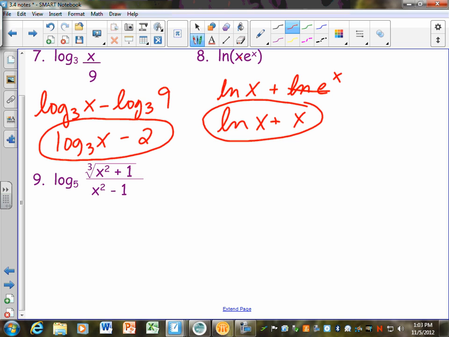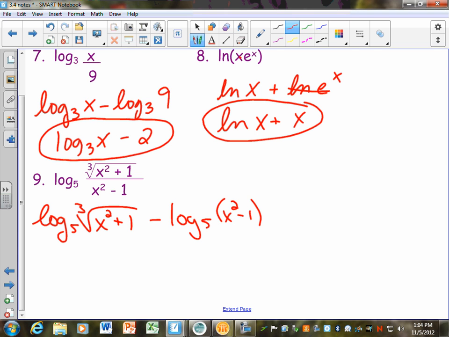Log base 5 of the cube root of x squared plus 1 divided by x squared minus 1. What do you see that we could do right away, forgetting about how awful it looks? Yeah, division, I see division, that means I could do subtraction. So I could say log base 5 of the cube root of x squared plus 1 minus log base 5 of x squared minus 1.